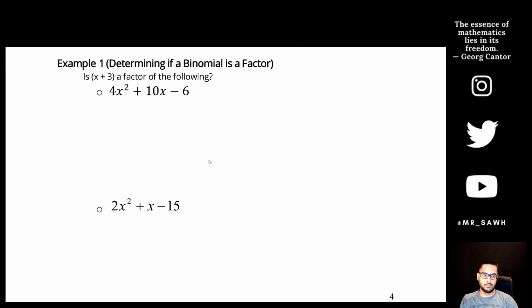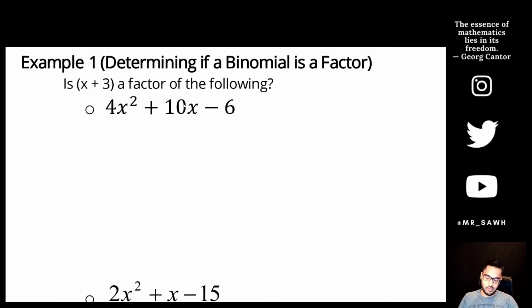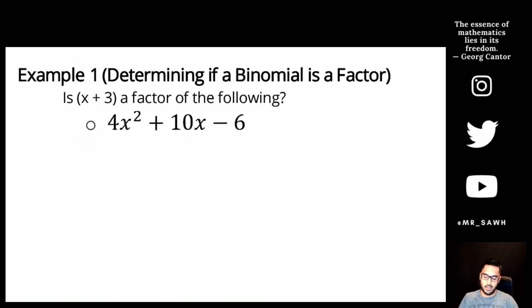So we'll talk about the first one. We're looking for x plus 3 as a factor of this polynomial. So one of the things we're always going to check for first, to make the numbers a little smaller, look to see if there is a greatest common factor. Now I know that the coefficients of 4, 10, and negative 6 are all even, so I know that 2 is a common factor to them.